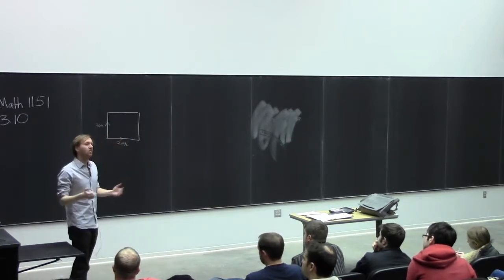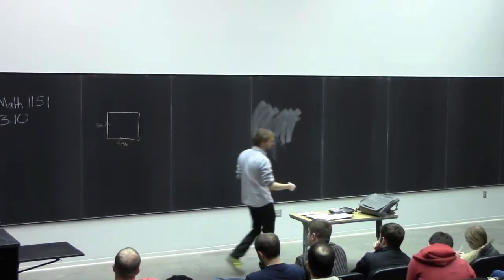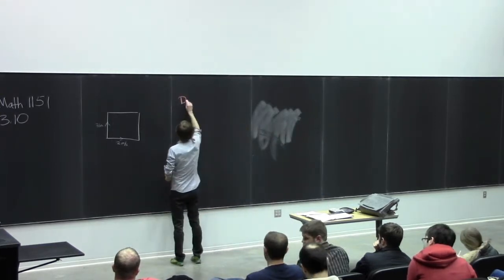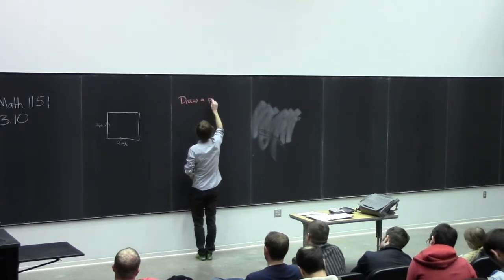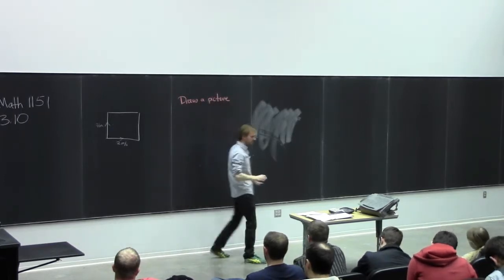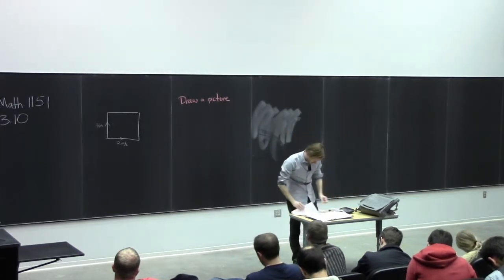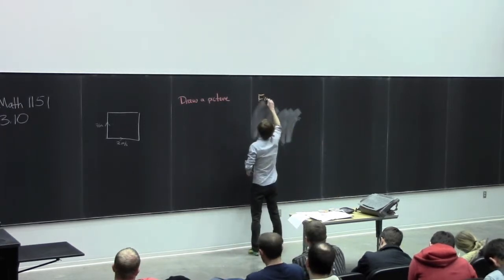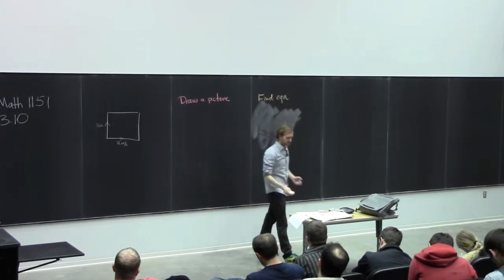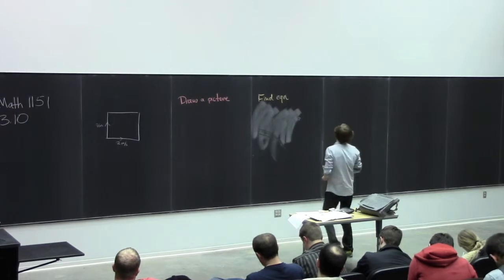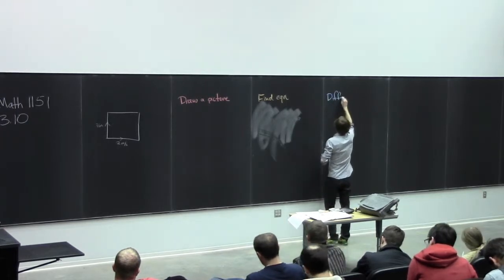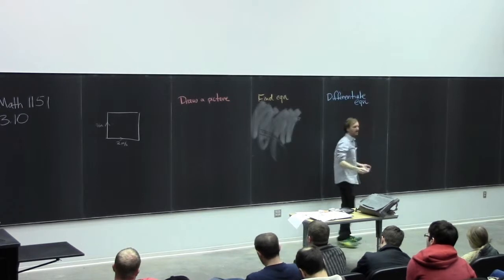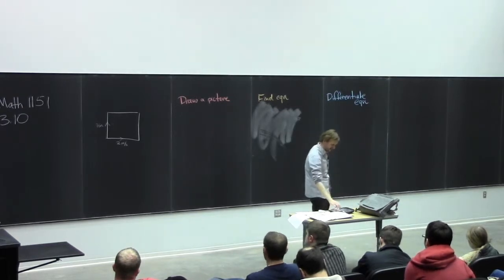Right, so we're solving related rates problems. Step one was draw a picture. And then, what was step two? Find an equation. That says equation up there. Then differentiate the equation, and then evaluate at known values.